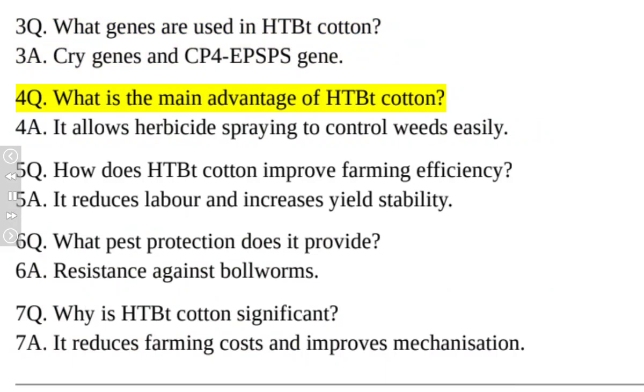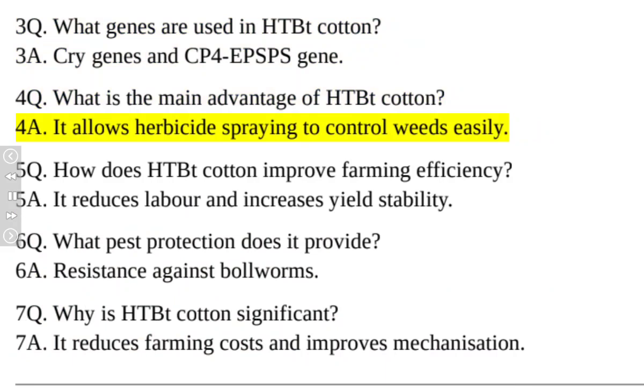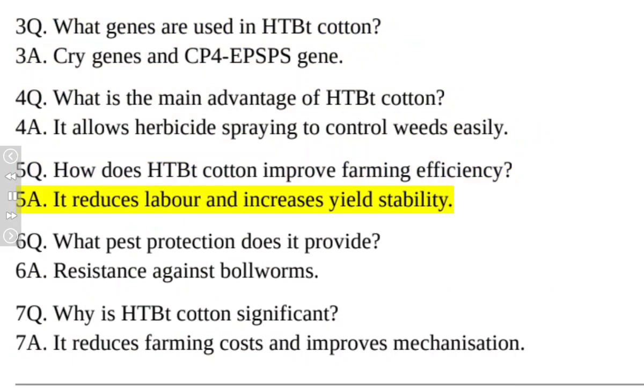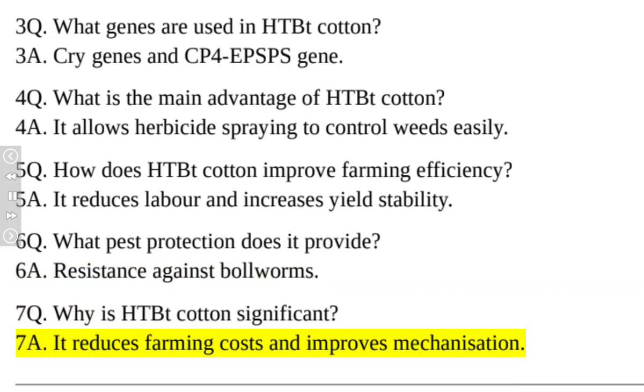4Q. What is the main advantage of HTBt cotton? 4A. It allows herbicide spraying to control weeds easily. 5Q. How does HTBt cotton improve farming efficiency? 5A. It reduces labor and increases yield stability. 6Q. What pest protection does it provide? 6A. Resistance against bollworms. 7Q. Why is HTBt cotton significant? 7A. It reduces farming costs and improves mechanization.